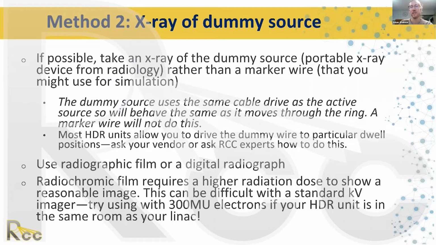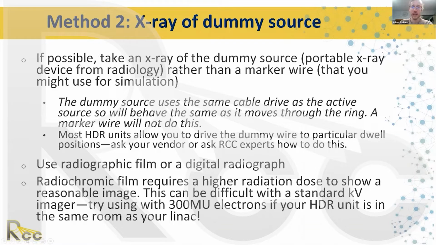X-ray of dummy source. You won't be able to X-ray your active source because your active source has so much dose that it's delivering so many photons, it's going to saturate your detector. If you try to take an X-ray of your actual source, it's just going to saturate your detector. You're not going to be able to see source position. So the only way is to use the dummy source as a surrogate.